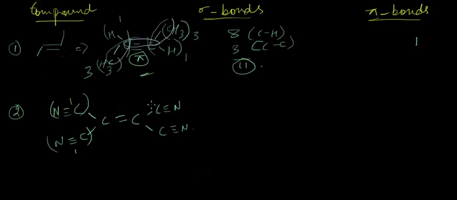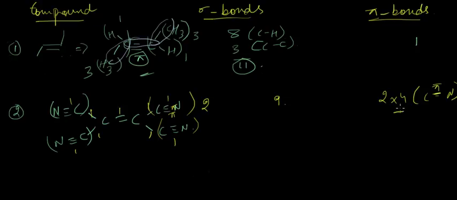So let's calculate the number of sigma bonds and pi bonds here. Here is 1, 2, 3, 4, 5, 6, 7, 8, 9. So the number of sigma bonds is 9. The number of pi bonds: the second double bond and the third double bond are both pi bonds, right? So 2 into 4 CN pi bonds and 1 CC pi bond. So how many pi bonds are there? Total 9. Okay, now let's calculate some more.